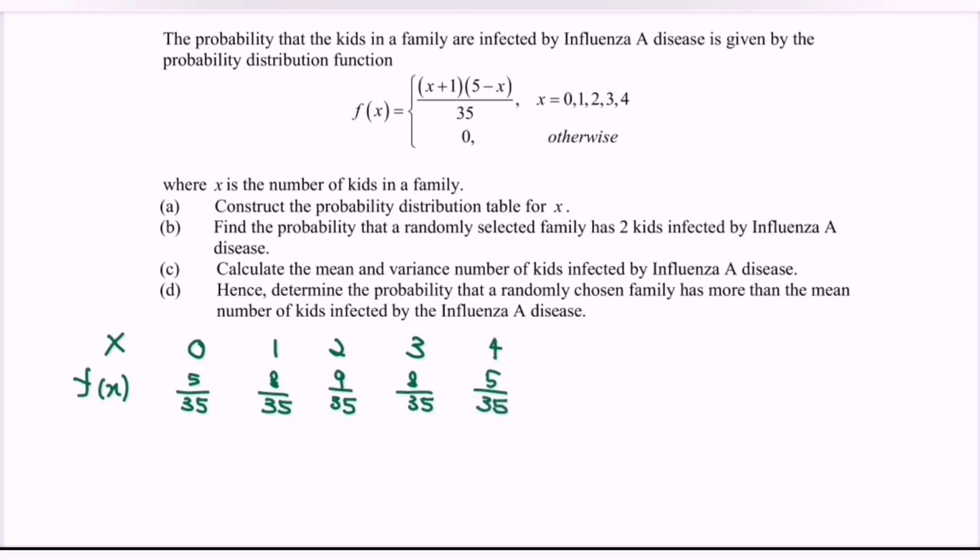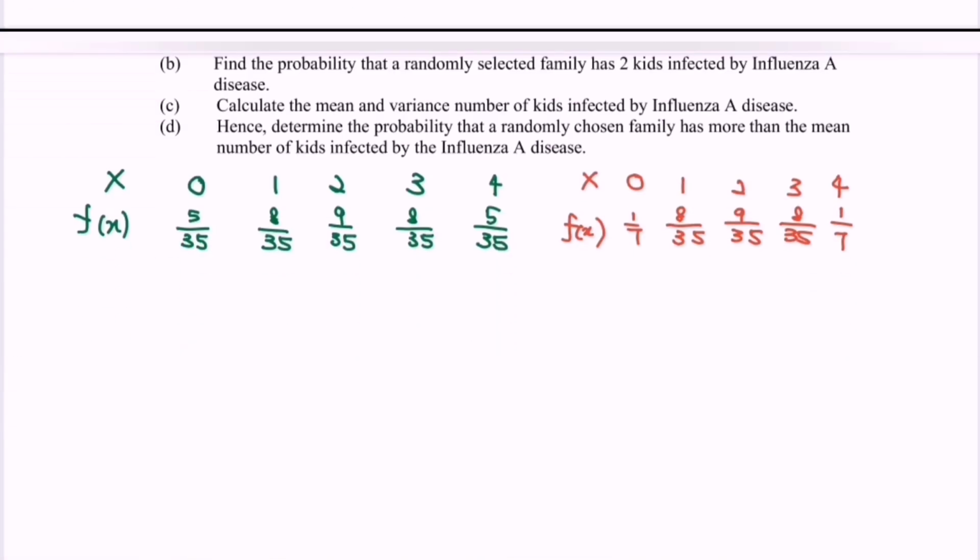So that is the probability distribution table. We have to simplify. X, here we have 0, 1, 2, 3, and 4. So here we have the probability distribution table in the simplest form: 1 over 7, then 8 over 35, and then continue, 9 over 35, and then 8 over 35, and then 1 over 7. So that is the answer for A.